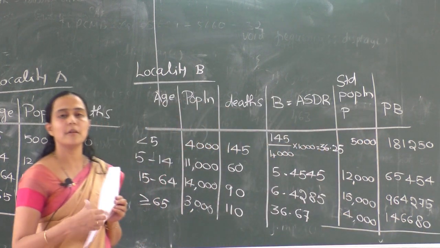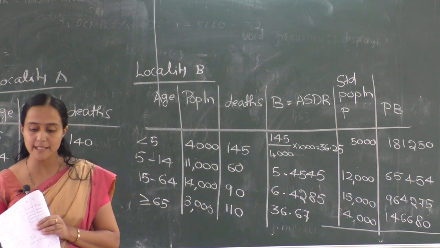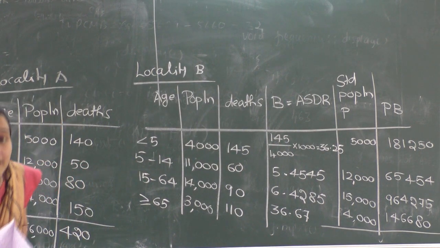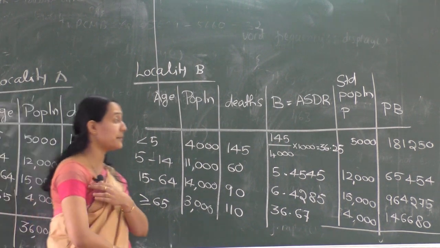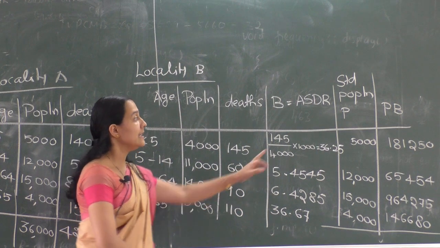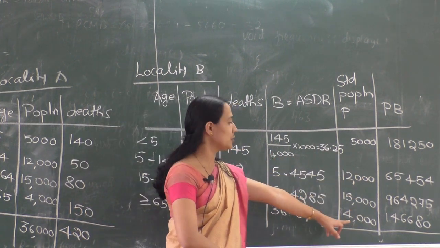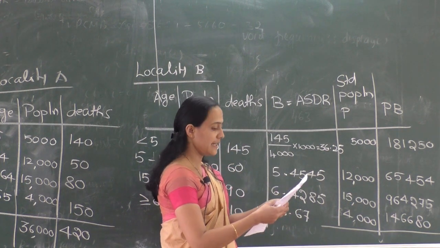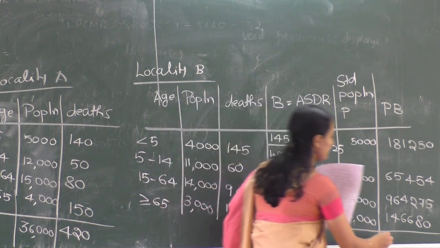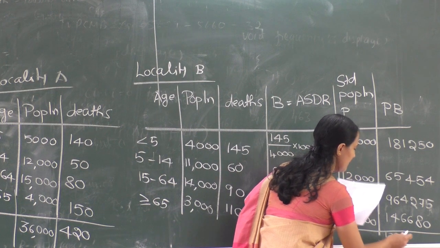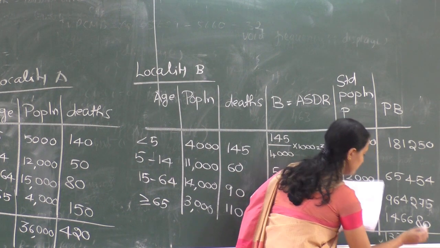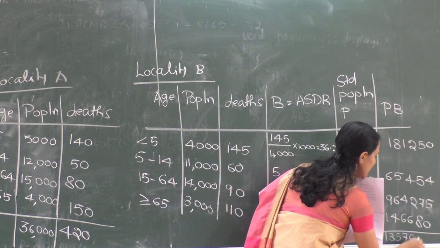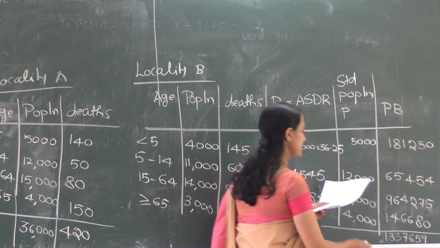Next, what is the formula? STDR of B equal to sigma PB divided by sigma P. Sigma PB means P into B column total. Sigma P is standard population total. Sigma PB total is 1357659 and this total is 36,000.